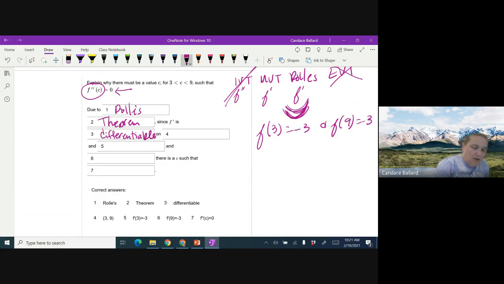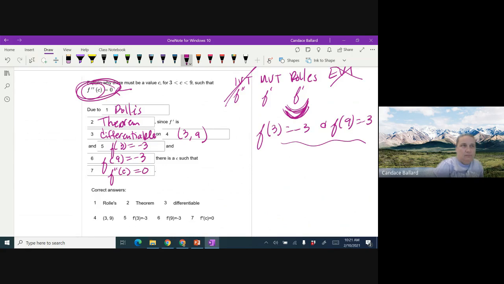Okay. On, and then I got to list the interval. And again, it's still open. I typically use interval notation versus inequality notation on this part. So it's always going to auto grade to interval notation. All right, and then I have to make this statement about these two. F of 3 equals -3, and f of 9 equals -3. There is a C such that, and then you go back up here. Here's the conclusion I have to plug in. So f double prime of C equals 0. Done. Okay.